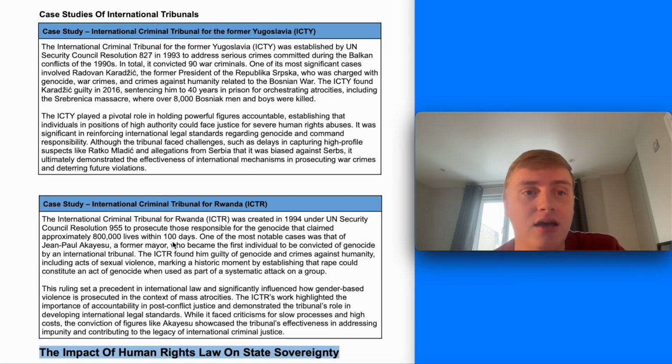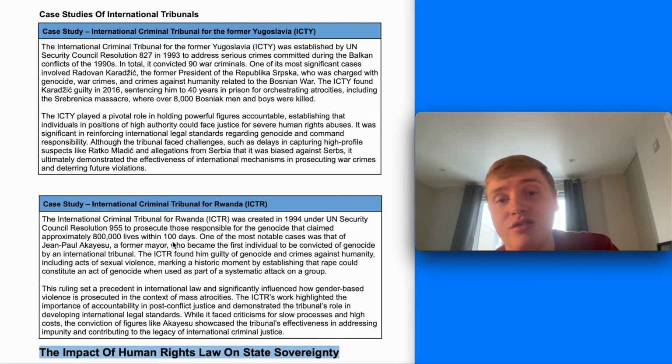And the first of these is the International Criminal Tribunal for the former Yugoslavia, which was established by the UN Security Council in 1993 to address crimes committed during the Balkan conflicts of the 1990s. In total, it convicted 90 war criminals, which can be seen as really effective. And one of its most significant cases involved Radovan Karadzic, the former president of the Republic of Srpska, who was charged with genocide, war crimes, and crimes against humanity related to the Bosnian War. It found him guilty in 2016, sentencing him to 40 years in prison for orchestrating atrocities, including the Srebrenica massacre, where over 8,000 Bosniak men and boys were killed.